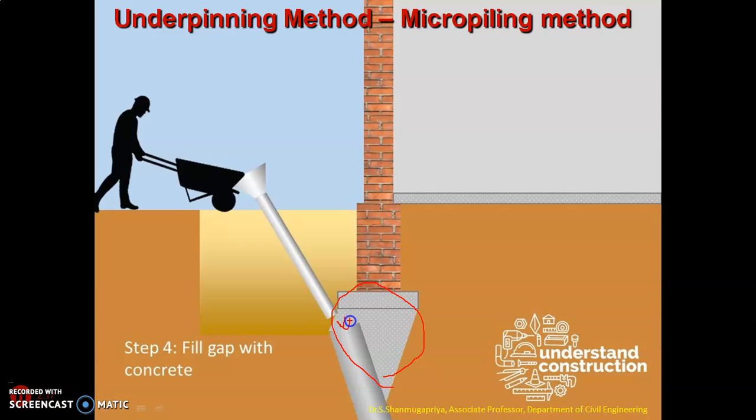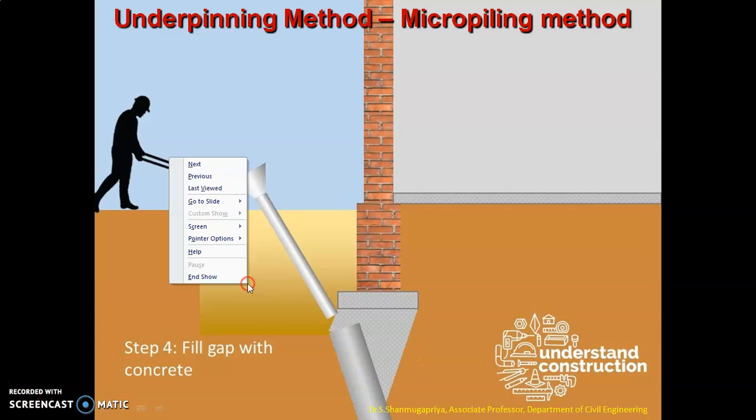When the concrete is set, the weight of this existing building can be transferred to the micropiles through this new strip of the foundation. Thereby it increases its capacity. This process has to be repeated at regular intervals till the entire periphery of the building is done. So this is your fourth step. These are the four steps involved in this micropiling method.